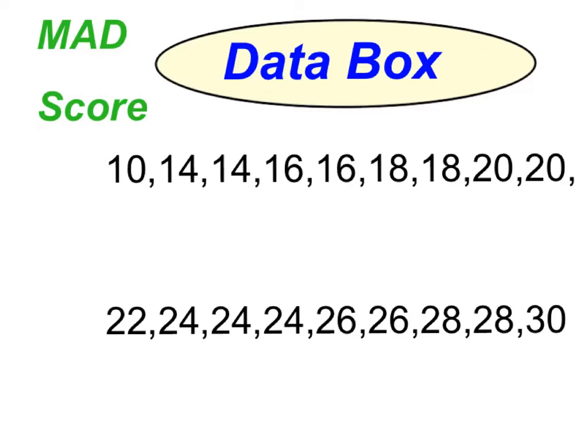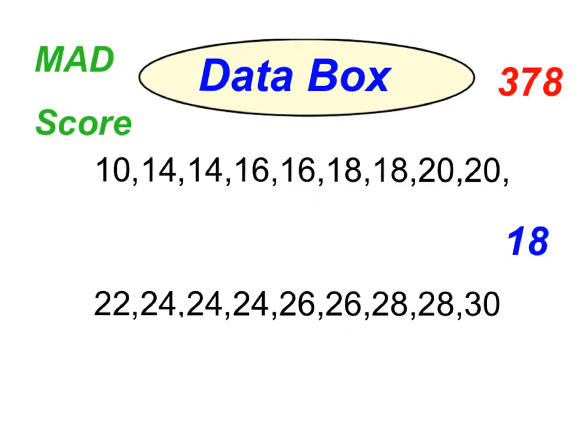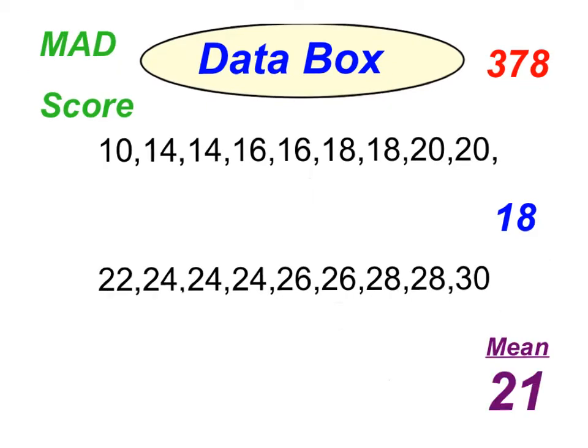Now, the first thing you do when you calculate a MAD score is find an average, or a mean. To do this, you add up all your values to get your sum, which is 378, and then there were 18 numbers in your data set, 18 elements. So I take 378 divided by 18, and I get an average, or mean, of 21.